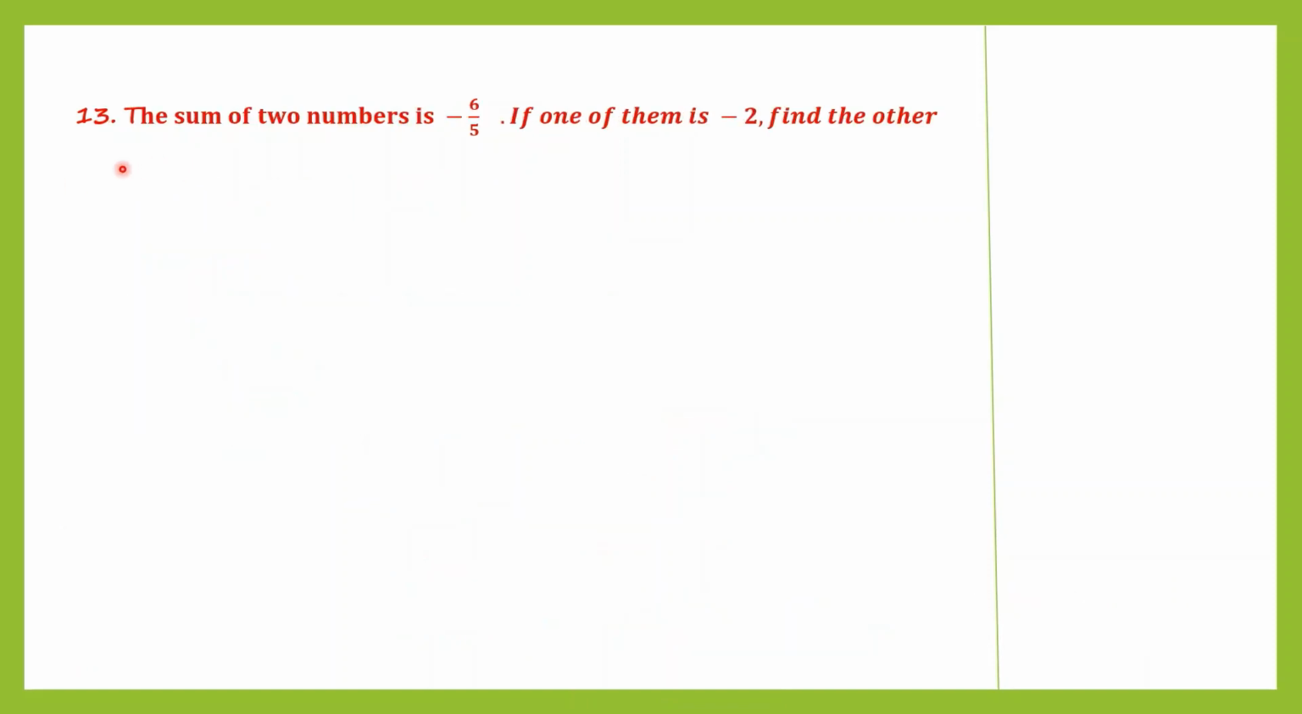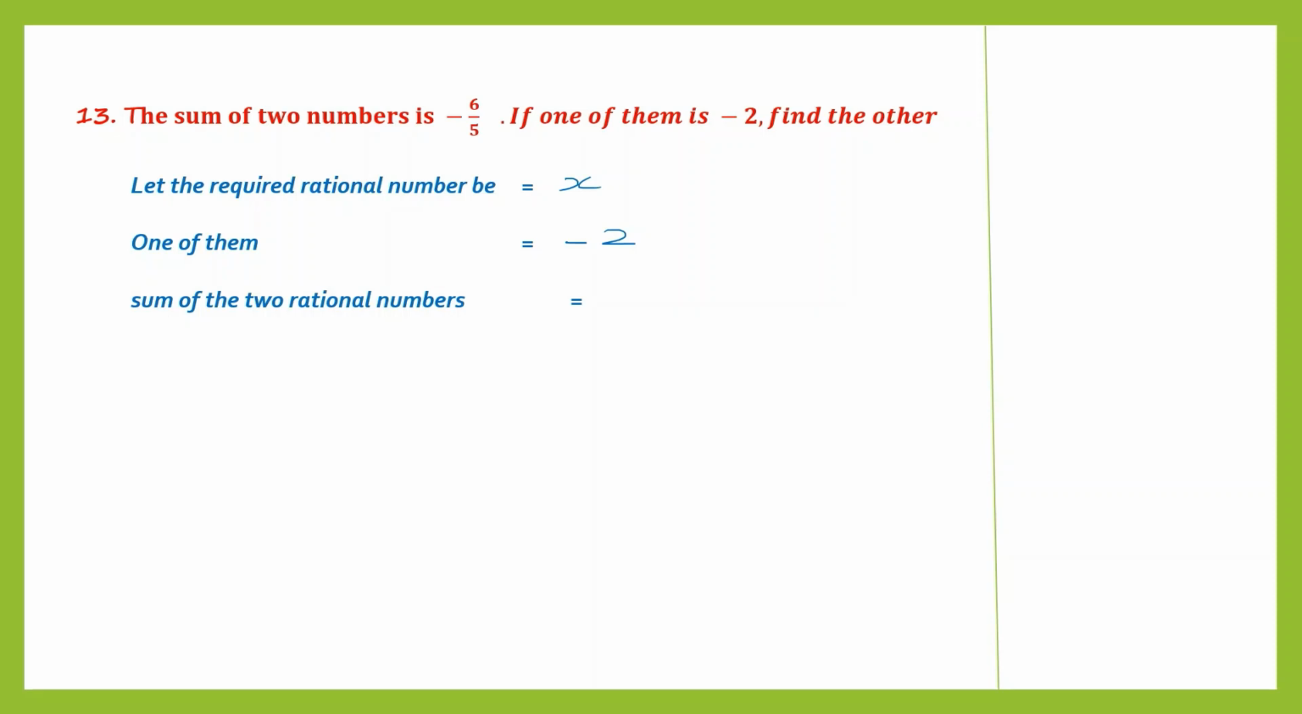Question 13. The sum of two numbers is minus 6 by 5. If one of them is minus 2, find the other. Sum of two numbers. So let the required number be x. One of them is given to us as minus 2. And the sum is given to us, the sum is minus 6 by 5. That means if we add up these two numbers, we should get minus 6 by 5. So let's write x plus minus 2 is equal to minus 6 by 5.